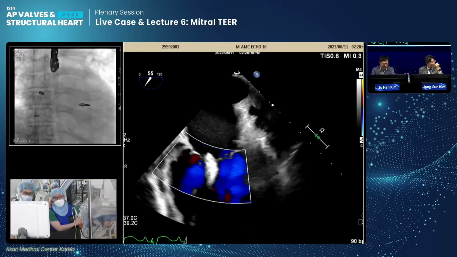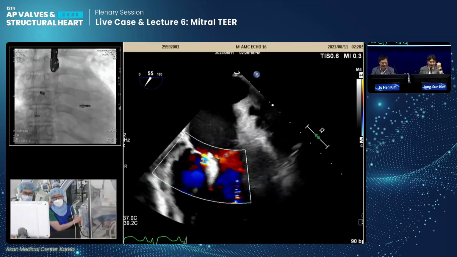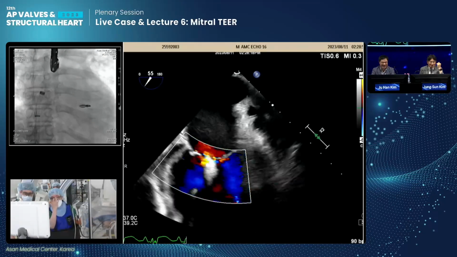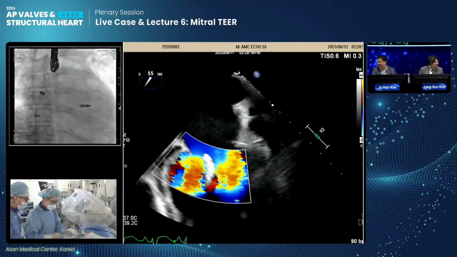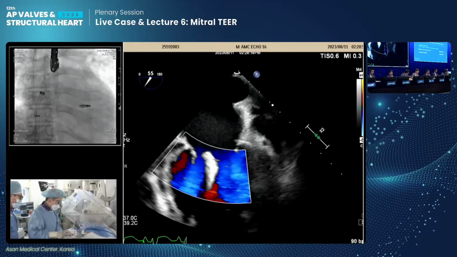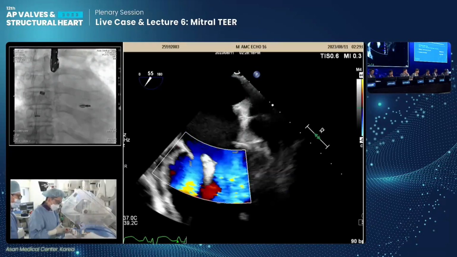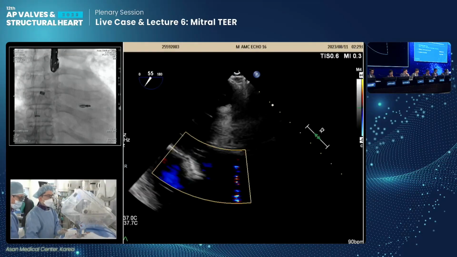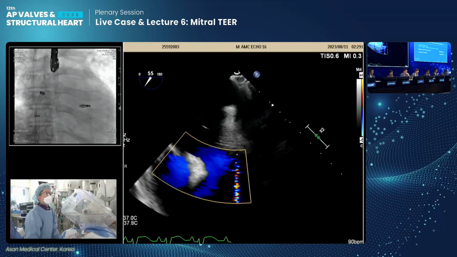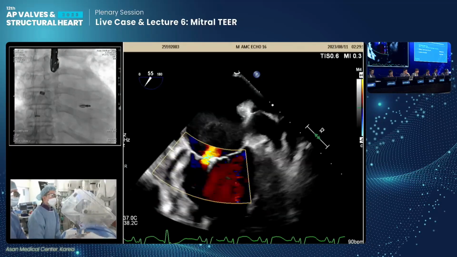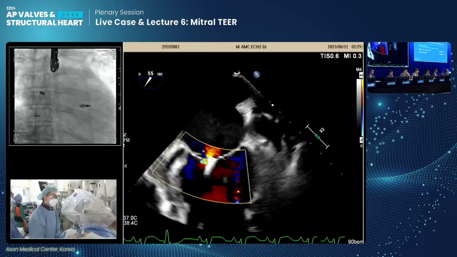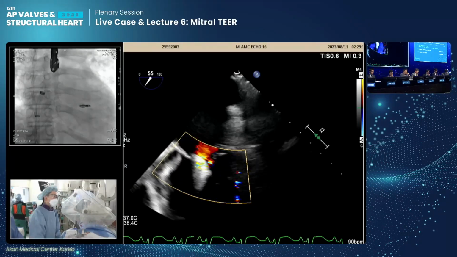Dr. Kim, any question? I am satisfied with this result, but I would ask the panelists. From the lateral side, it's just mild or trivial, and the medial side, maybe mild. But the jet from the medial side is not functional. I mean, it's a jet from the indentation. So to treat this jet is a little bit risky. There is a risk of SLDA.